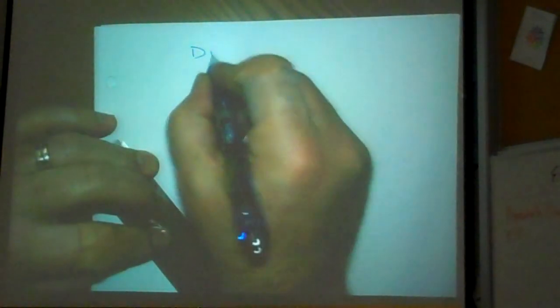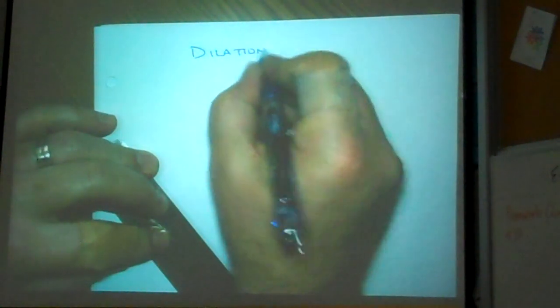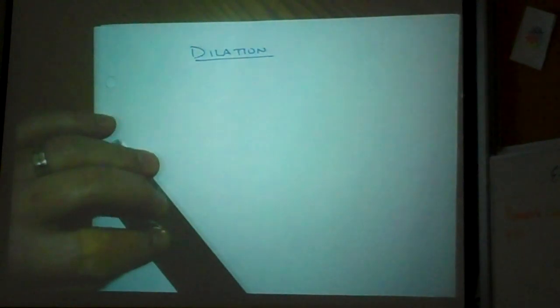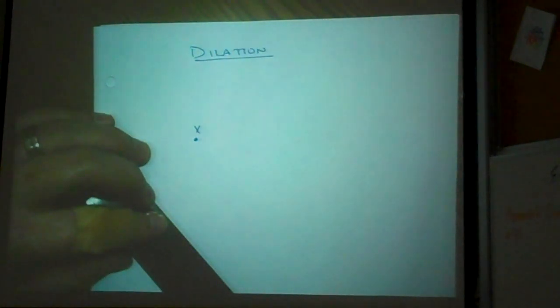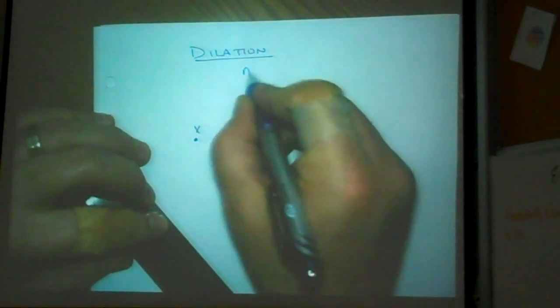I'm going to demonstrate the constructions of dilations of triangles. I'm going to begin with the concept that in a dilation we must have both a center of dilation, I call mine X, and we must have a scale factor. So I'm going to begin with the scale factor of 2.